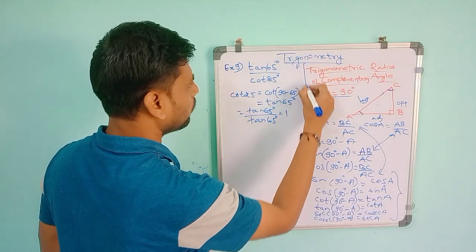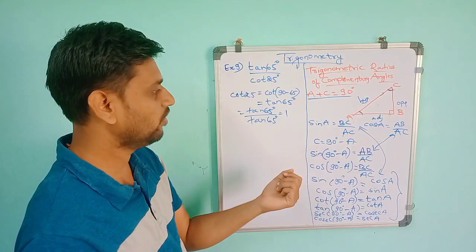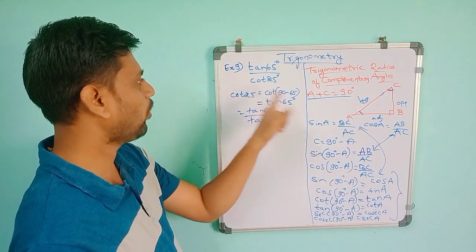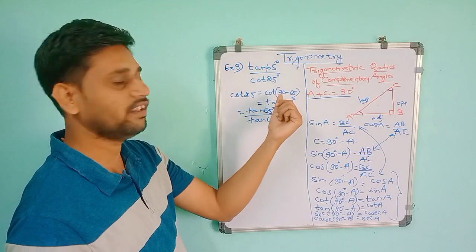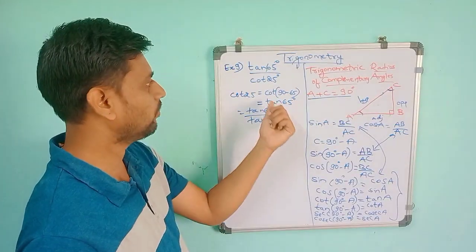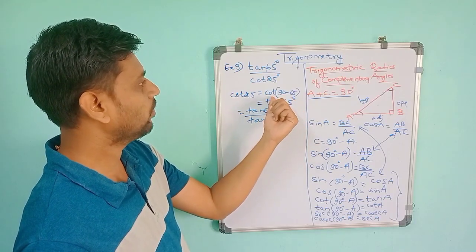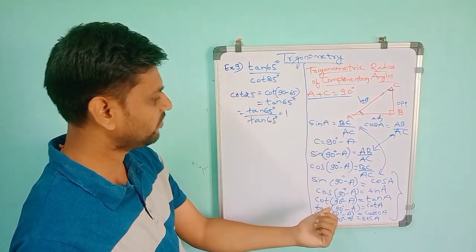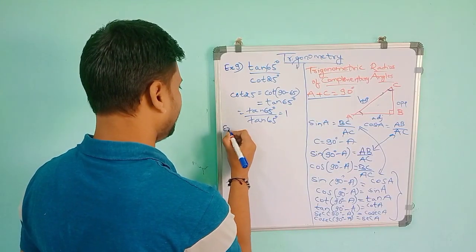So you only have to change the trigonometric ratio: sin becomes cos, cos becomes sin, and here cot is there, so cot will become tan. So you have to write it in terms of 90. Only when there is 90 degree is it possible to write cot in terms of tan. We can't write it if it is simply cot 25. Only if we write 90 minus 65 can we change cot to tan. Like that, example 10.